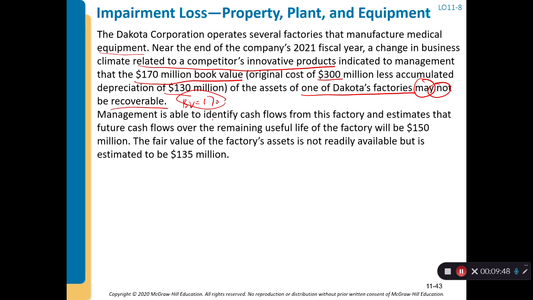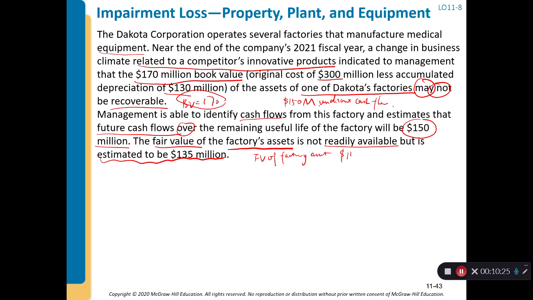The management is able to identify cash flow from this factory and estimated that the future cash flow over the remaining useful life of the factory will only be 150 million. Okay, this cash flow is undiscounted cash flow, right? And in other words, the fair value of the factory asset is not readily available, but it's estimated to be 135 million. So the fair value of the factory asset is $135 million.